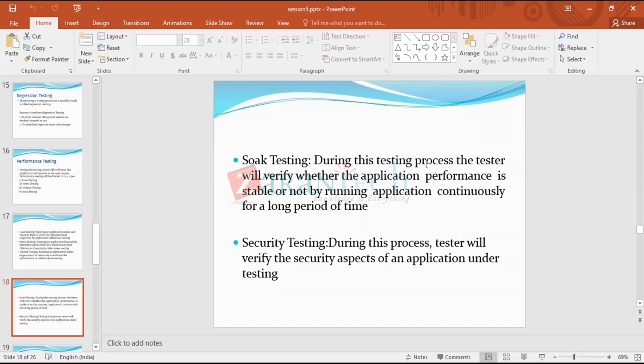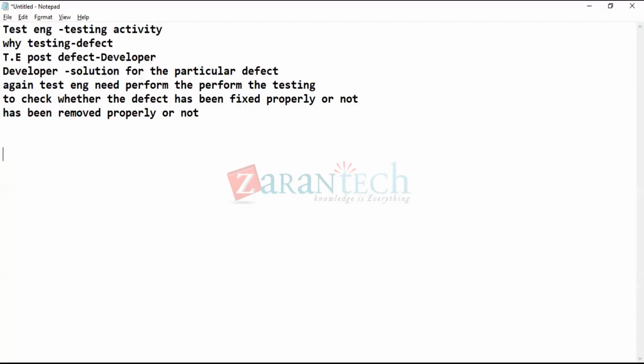Do you know what consistency is? No? No problem. I'll type it and tell you, then you can understand. Is my screen visible? Yes, I can see everything.